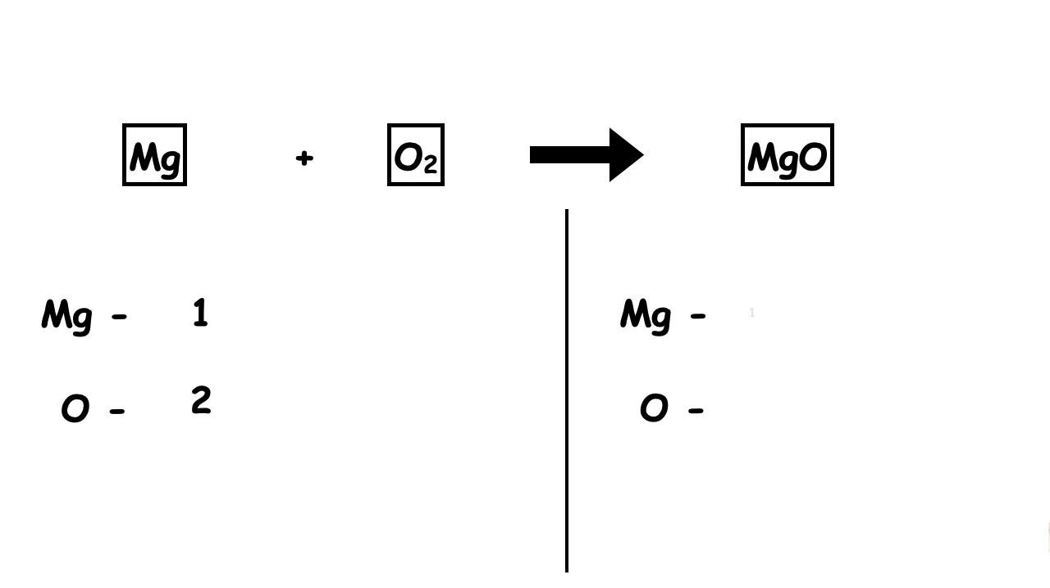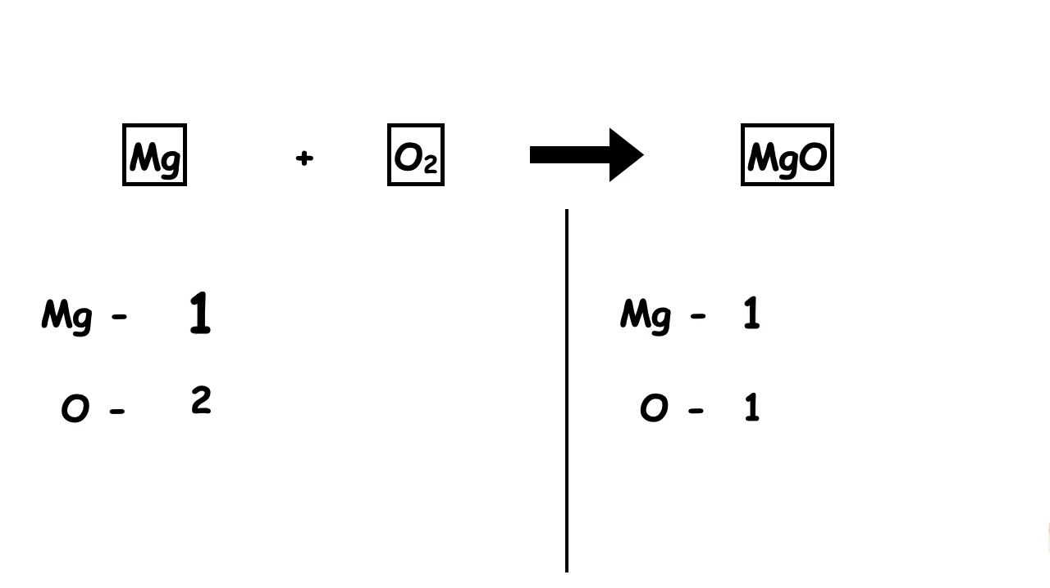On the right hand side, how many magnesiums do we have? We only have 1. There's no number directly after the chemical symbol for magnesium. And how many oxygens do we have? We have 1. We're going to start at the top of our shopping list.